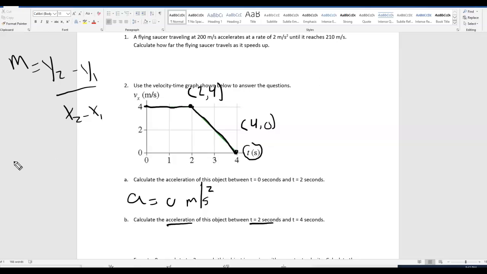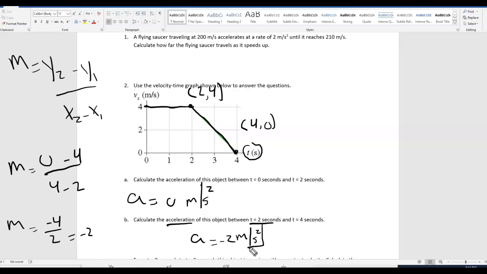So when I plug into the equation for slope, y2 is 0, y1 was 4, divided by x2 minus x1. 0 minus 4 is negative 4, and 4 minus 2 is 2, so you get a slope of negative 2, and the acceleration is going to be negative 2 meters per second squared. In other words, every 1 second that passes, the velocity is decreasing by 2 meters per second. So that is the answer to question 2b.